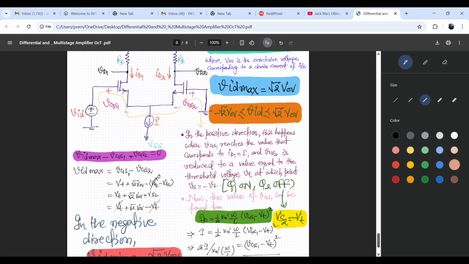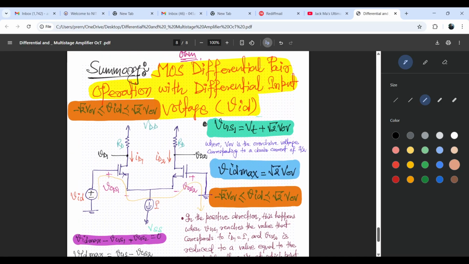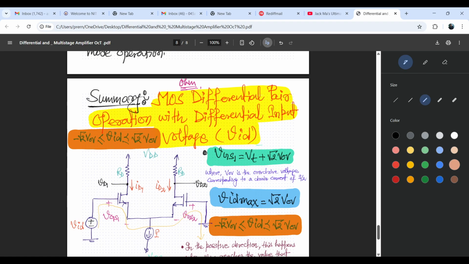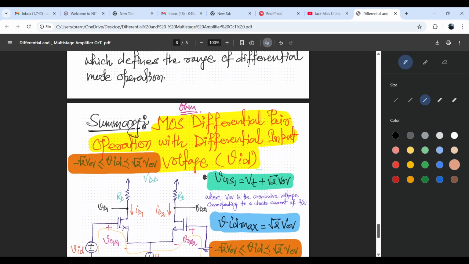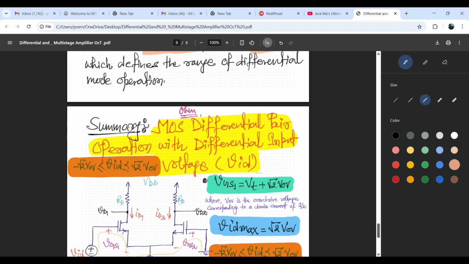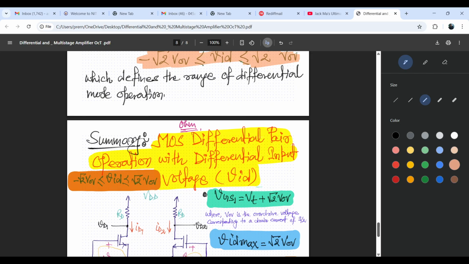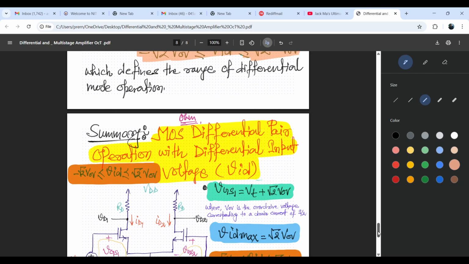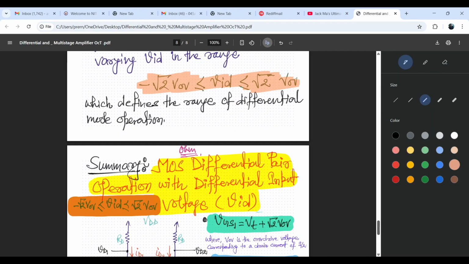So this is all about the MOS differential pair operation with a differential input voltage VID. So this is all about this lecture. Please follow this lecture. If you are having some difficulty, try to finish the first part, with common mode input, first. And for more detail, you can also follow the Microelectronic Circuits book by Sedra and Smith.